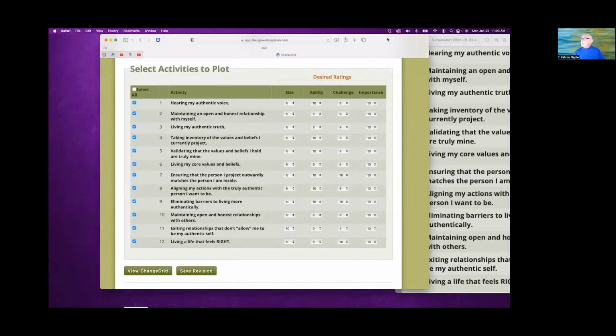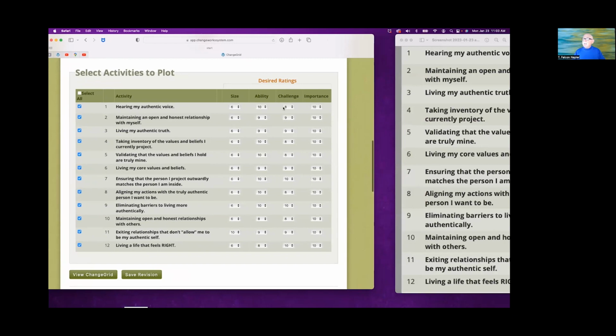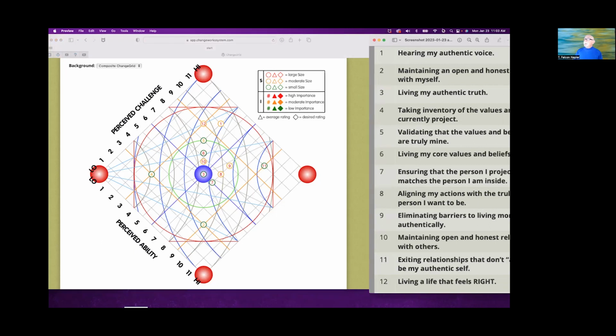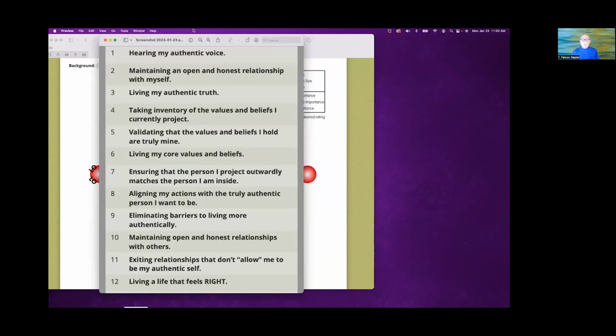Depending on what kind of screen you're looking at right now, you might still be able to see the activity list, but if I'm going to refer to it, I'll slide it in place so you can have a better idea about what's really going on. So the activities I asked you to take a look at were these 12. We went over them on our last call, which is now up on our YouTube channel. These were things like hearing my authentic voice, living my authentic truth, eliminating barriers to living my life more authentically, living a life that feels right. You see a variety of these activities.